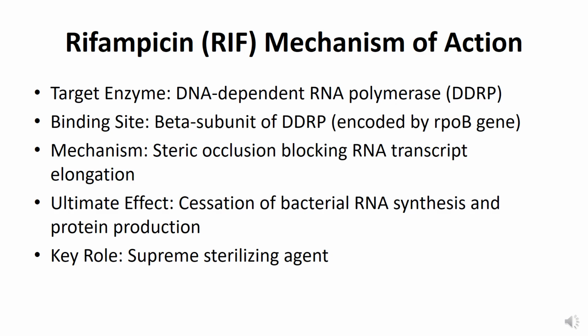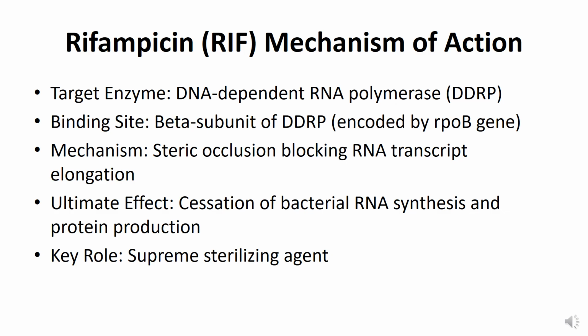Rifampicin specifically binds to the beta subunit of DNA-dependent RNA polymerase. This subunit is encoded by the bacterial rpoB gene. The interaction occurs at a highly specific site on the enzyme. Once rifampicin binds, it creates a physical obstruction. This mechanism is often described as steric occlusion. In simple terms, rifampicin blocks the path that the growing RNA strand would normally follow.